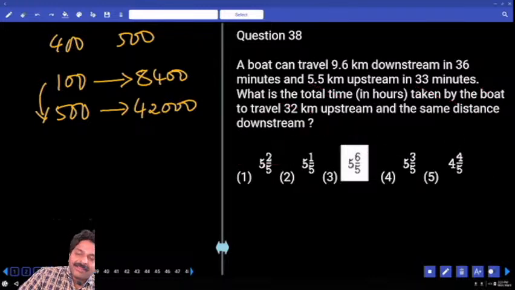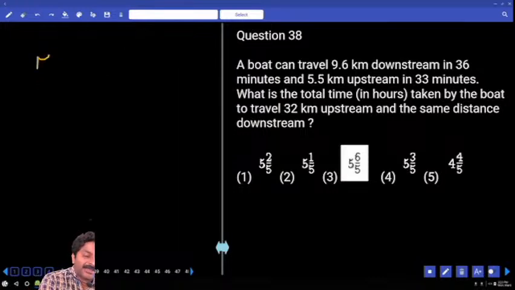A boat can travel 9.6 kilometers downstream in 36 minutes. So without using formula, how do we calculate downstream speed?